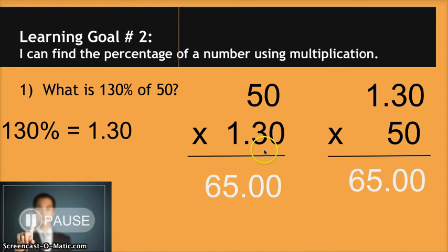So what we conclude is that whether we put 50 on the top or on the bottom, we still get the same answer. So it's up to you whether you want to do it like this or like this.